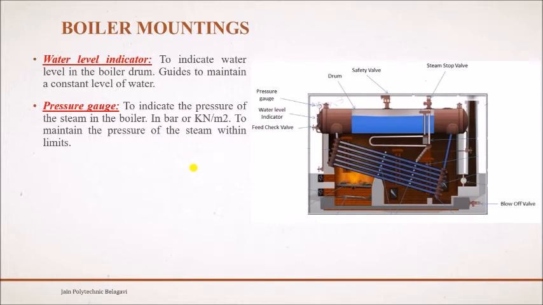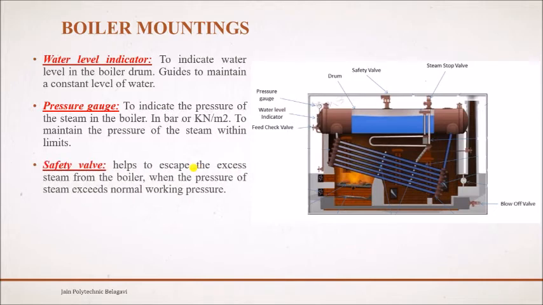Okay, so it is usually measured in terms of bar or kilonewton per meter square. Whatever the pressure gauge shows, it will be measured in bars or kilonewton per meter square. To maintain the pressure of the steam within the limits, that's why this pressure gauge is used. If the pressure starts developing more, that can be noted by using this pressure gauge, so that we can make the necessary arrangements so that the pressure remains below the critical level. That can be easily indicated by using this pressure gauge.